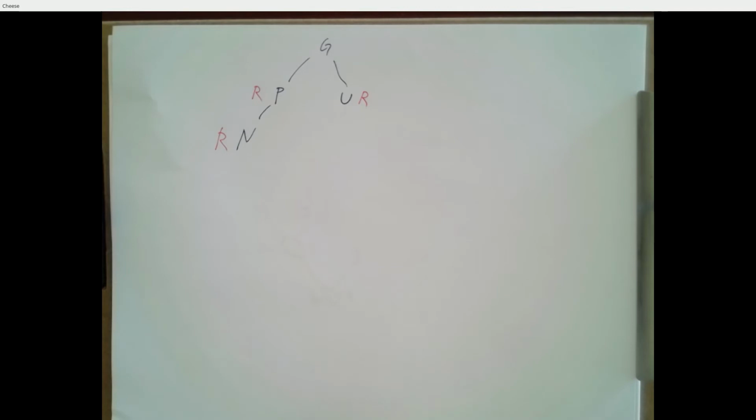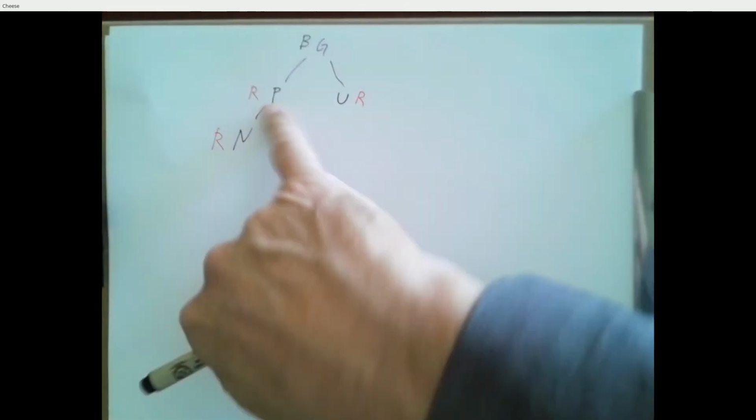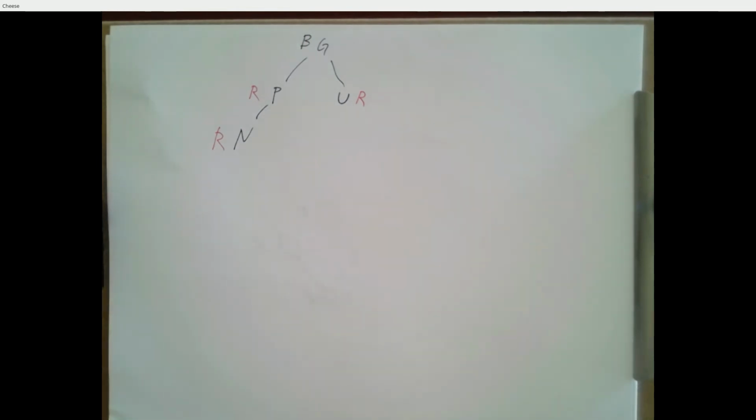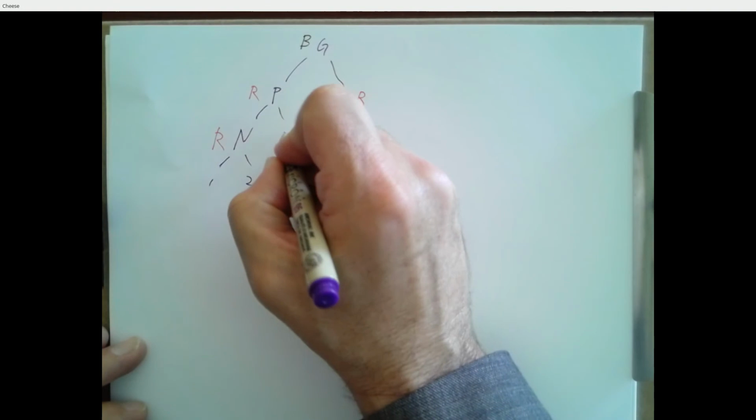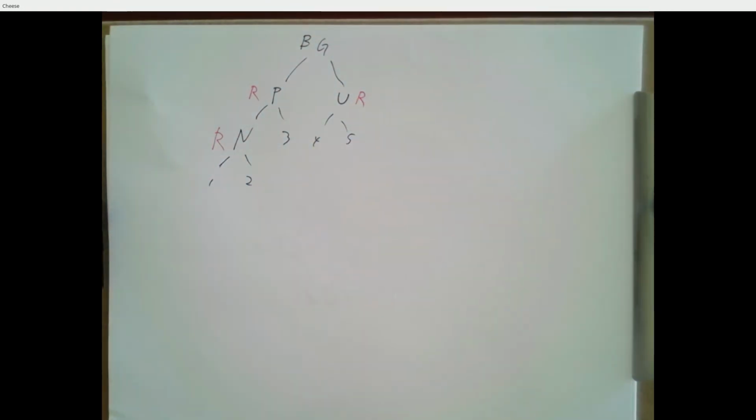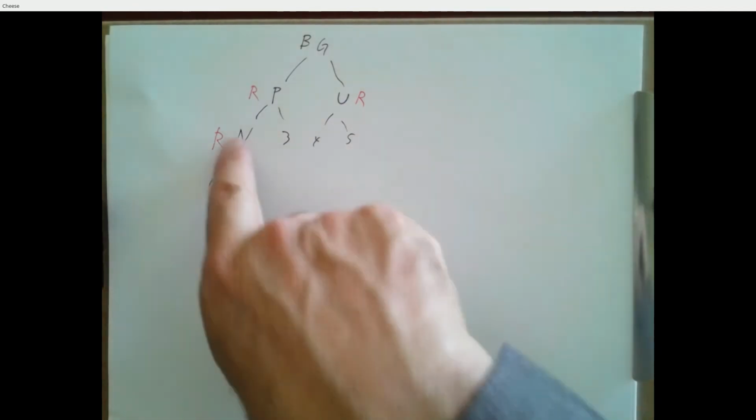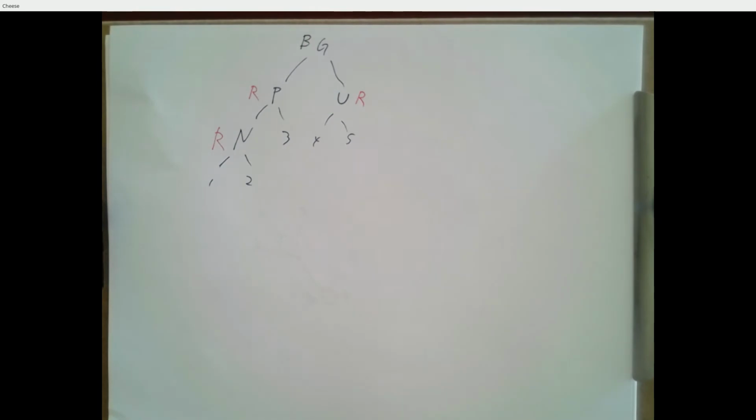Do we know anything about the grandparent's color? Black, because the children are red. If this was red, the children would have to be black. So you know the grandparent is black. And we've got some subtrees under here. So we're going to modify this tree as follows. 1 and 2 have to be nil, right? We can just add them in. But we're going to recurse in a moment, so we'll just leave 1 and 2 for now. But yes, you're right.